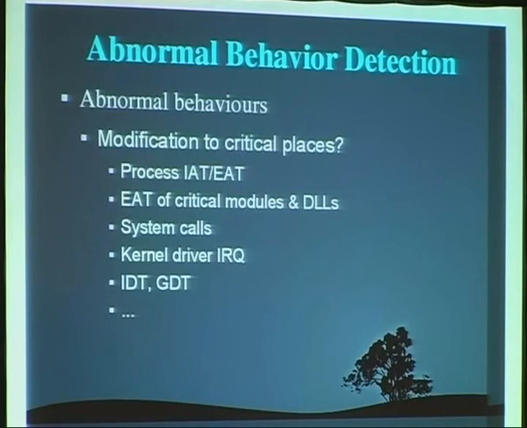For example, normally the system call address should point to one kernel module inside Windows. And when you check all the system calls, if you see one system call pointing somewhere else, not into that kernel module, you can report it, right? Because that's abnormal. And you can do the same detection on other types of things like the IDT, GDT, import address table, export address table, and many other things.